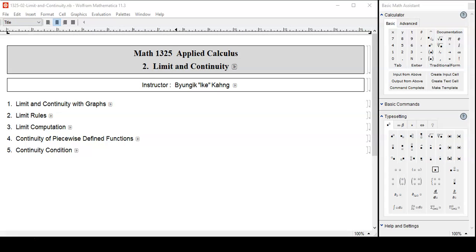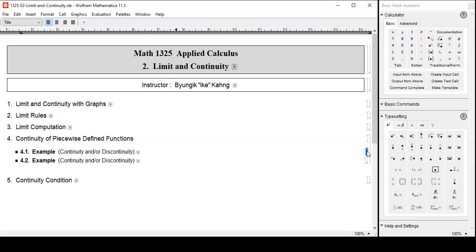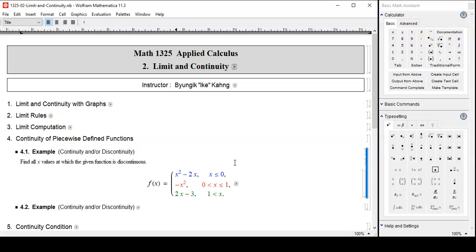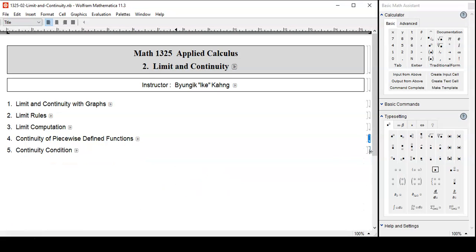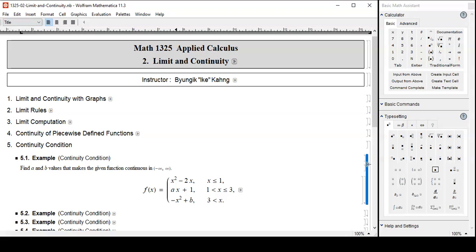Hello students, welcome back. Now the final topic here is a continuity of piecewise defined functions, and we went through the first half of it. And the second half is going to be a little bit harder. Previously we went through a piecewise defined function, completely defined, and we went about how to check the continuity. But this time the function is not completely defined.